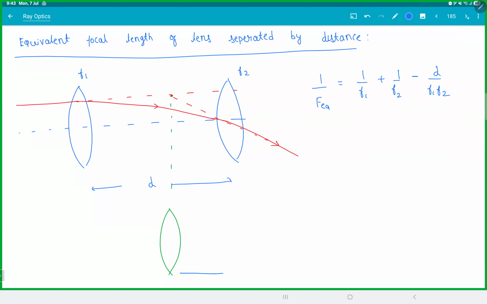And you keep this lens at a distance of d by f1 f equivalent. Mains level question, a direct result. Generally, we won't get any problems on this, because if they ask you any problems on this, you can just treat it as two lenses, right? Find the image of the first lens, use that as an object for the second lens, and just directly solve it. But in CET, I've seen a question once like this.